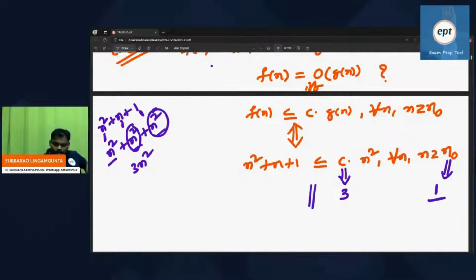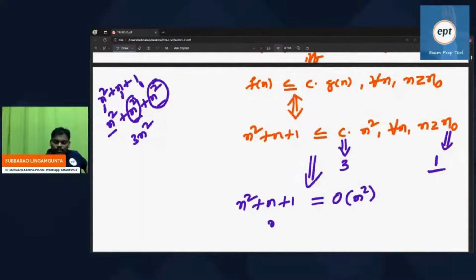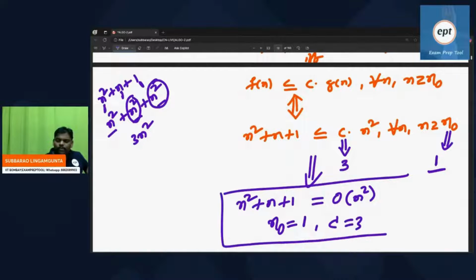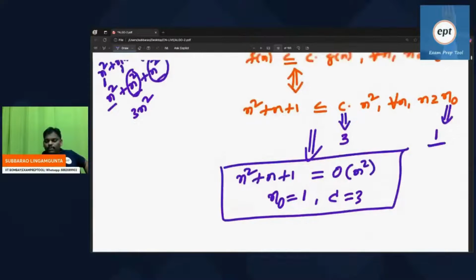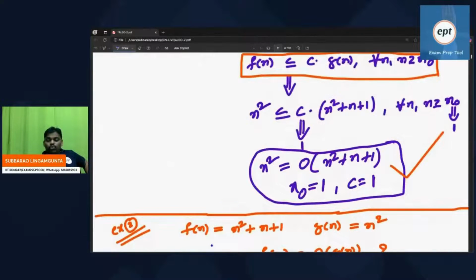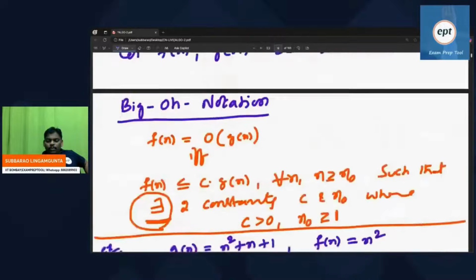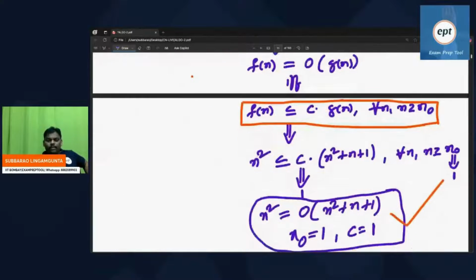Because it is working, I can conclude that n square plus n plus 1 is big O of n square. It is working. So from which place onwards is it working? 1 onwards. What is the C value? C value 3. There may be so many pairs, not just one pair. Many may be there.